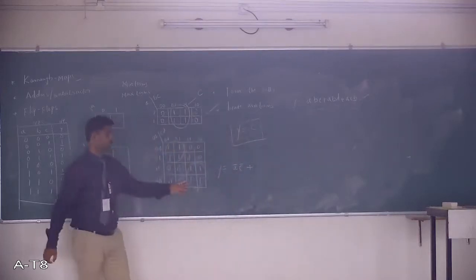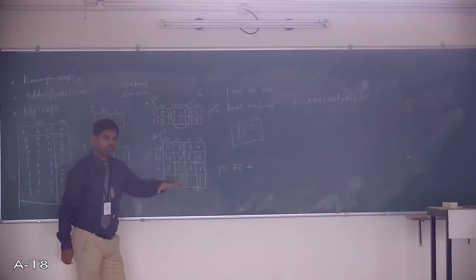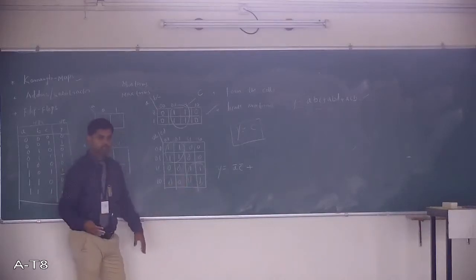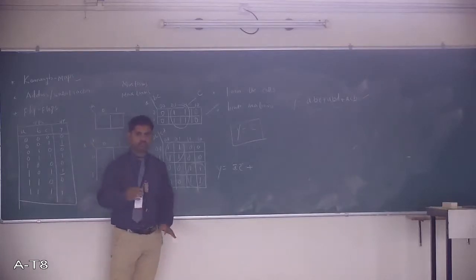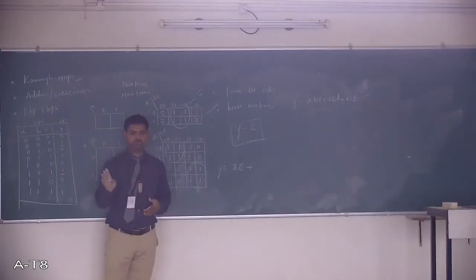One more grouping here. Same thing. Check it horizontally, vertically. If they differ by 1 bit, those variables will cancel. The remaining ones you keep as they are, based on whether it is 0 or 1. If it is 0, complement. If it is 1, no complement.